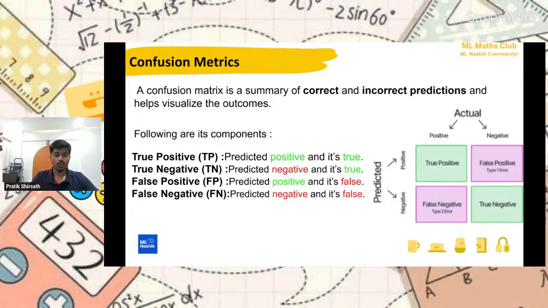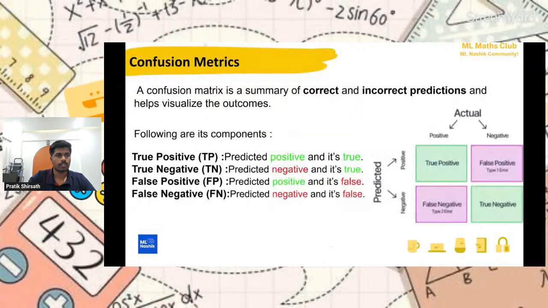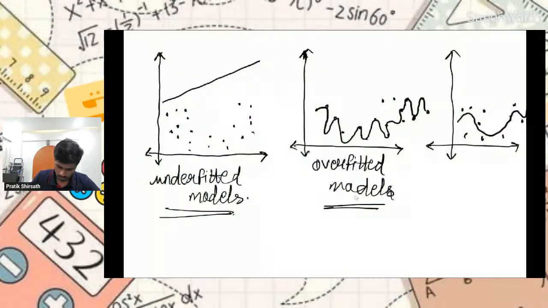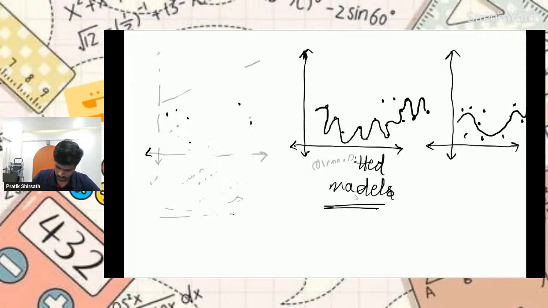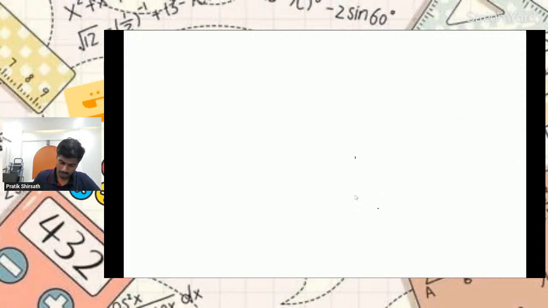If you have not understood, let me take you through some examples. So let me take you to my iPad. Give me a second. Yeah, so what do we have to do next? The topic is confusion matrix. So let us do the confusion matrix.